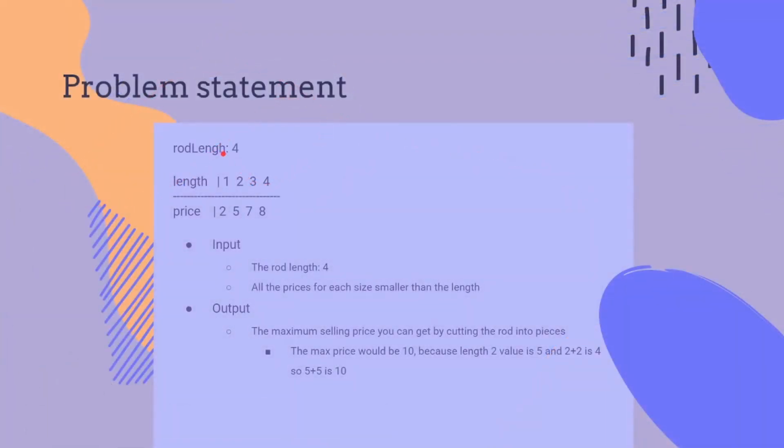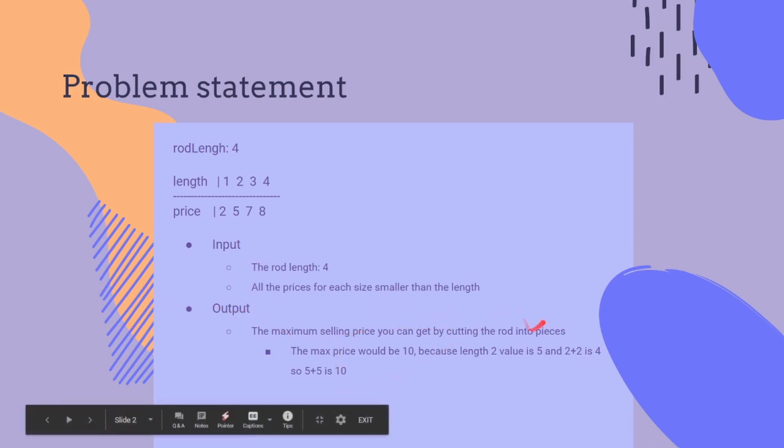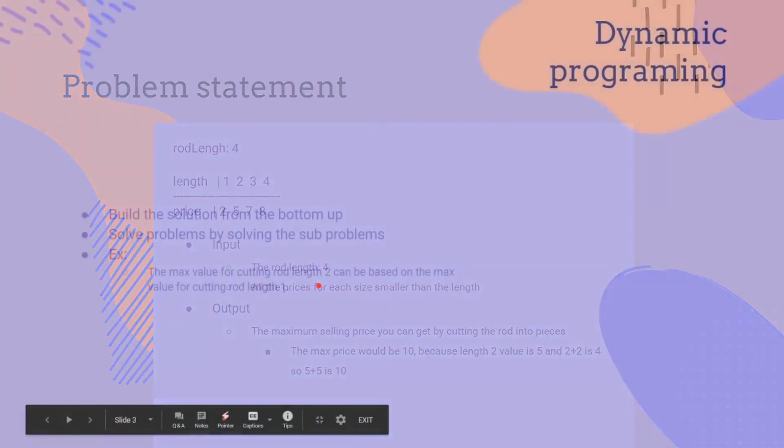Problem statement. You have a rod that has a length of 4, and you have to keep cutting it to get the maximum price. This is a price for each length. The input is the rod length, which is 4, and all the prices for the sizes that are smaller than the length. The output would be the maximum selling price that you can get by cutting the rod into pieces. So the max price would be 10, because the length 2 value is 5, and 2 plus 2 is 4, so 5 plus 5 is 10.